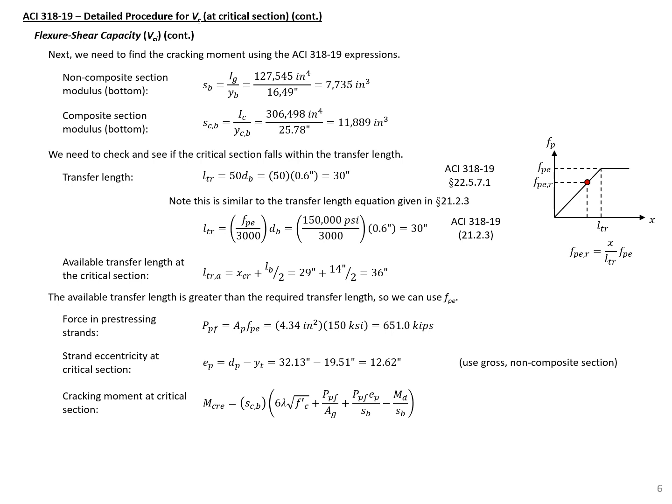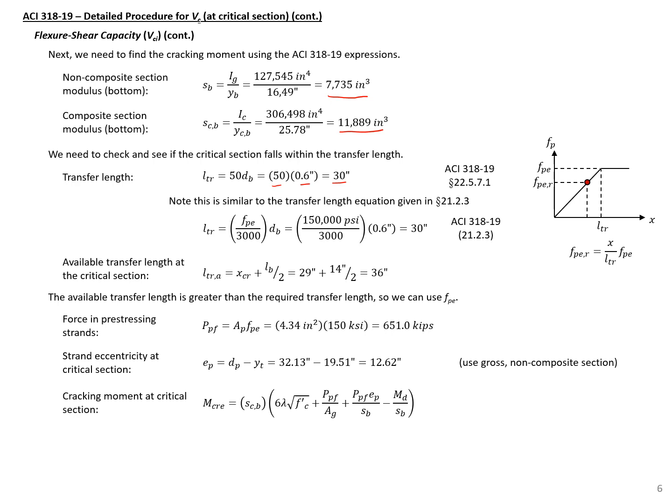For our flexure shear capacity equation, we're going to need to calculate the cracking moment at the section of interest, which is at the critical section for us. So we can find our section modulus at the bottom for our non-composite section, and the section modulus to the bottom of our composite section. Next we need to find the transfer length and see if our critical section falls within the transfer length. Here we can see our transfer length is 50 times db, so 30 inches.